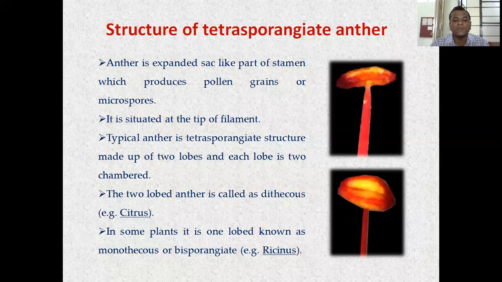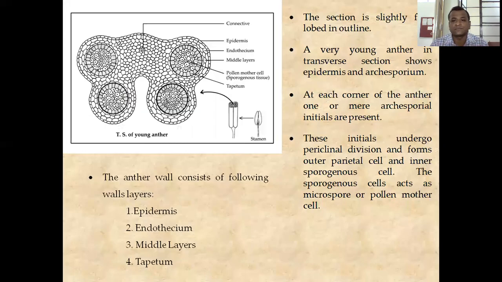Let us know structure of tetrasporangiate anther. The anther is the sac-like part of stamen which produces pollen grain or microspore. It is situated at the tip of filament. This is filament and here you can see the anther lobes. A typical anther is a tetrasporangiate structure made up of two lobes and each lobe is two chambered. Here you can see two lobes of anther and each lobe is two chambered. The two-chambered anther is called dithecous. For example, citrus. In some plants, it is one-lobed, known as monothecous or bisporangiate. For example, ricinus.